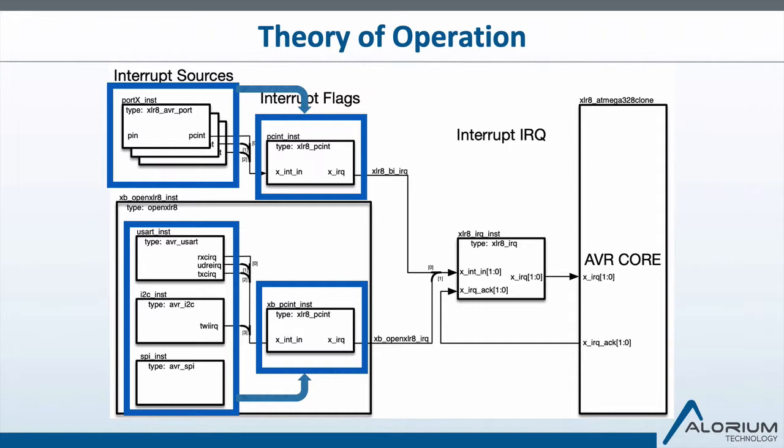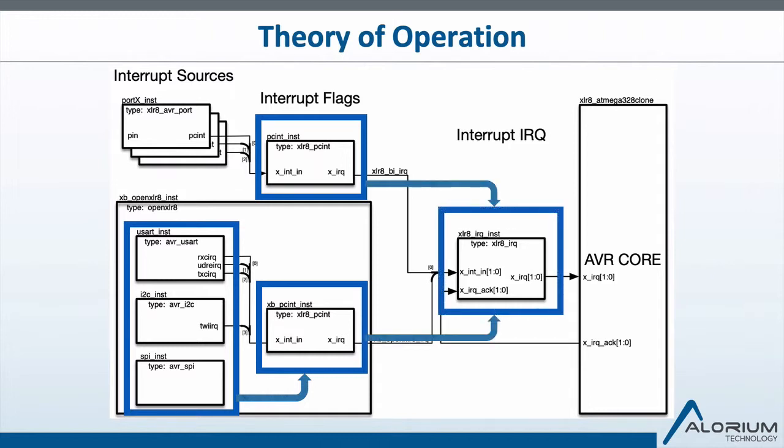In the case of the PCInts, the pin change interrupts, those interrupts are momentary and go away after setting the bit in the flag register, whereas the interrupts coming from OpenXLR8 modules could be steady state. Those bits set in the PCInt modules will generate IRQs that set flag registers up in the XLR8 IRQ module, and then those set will cause an IRQ into the AVR core itself.